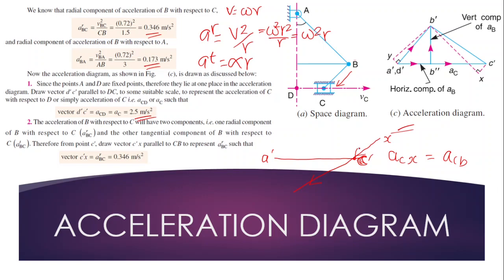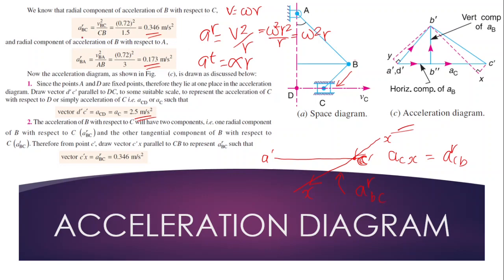That means acceleration of head end with respect to tail end. That's equal to acceleration of C with respect to B. That is the radial component of acceleration. And if we choose this one, then if this point is X, this one will be acceleration of X or B with respect to C. This one must be the radial component of acceleration of B with respect to C.